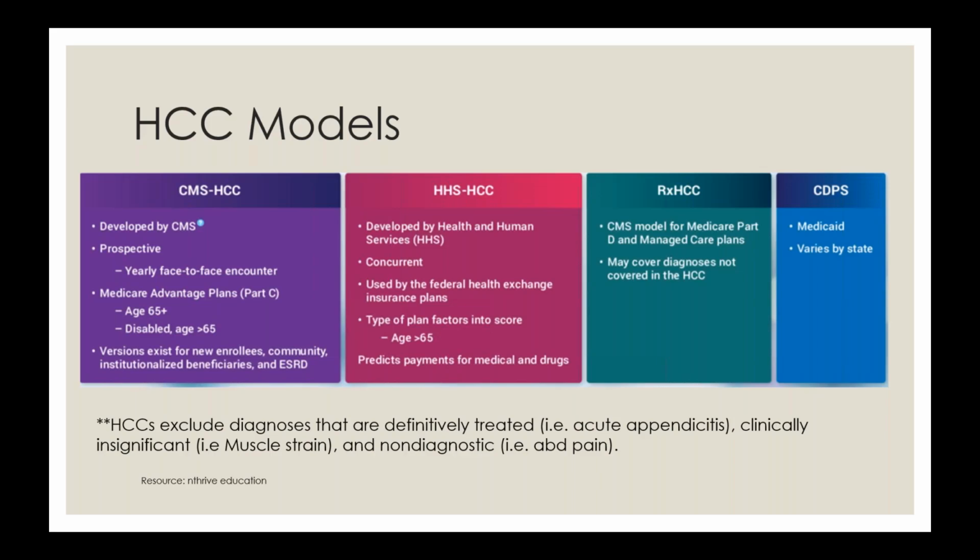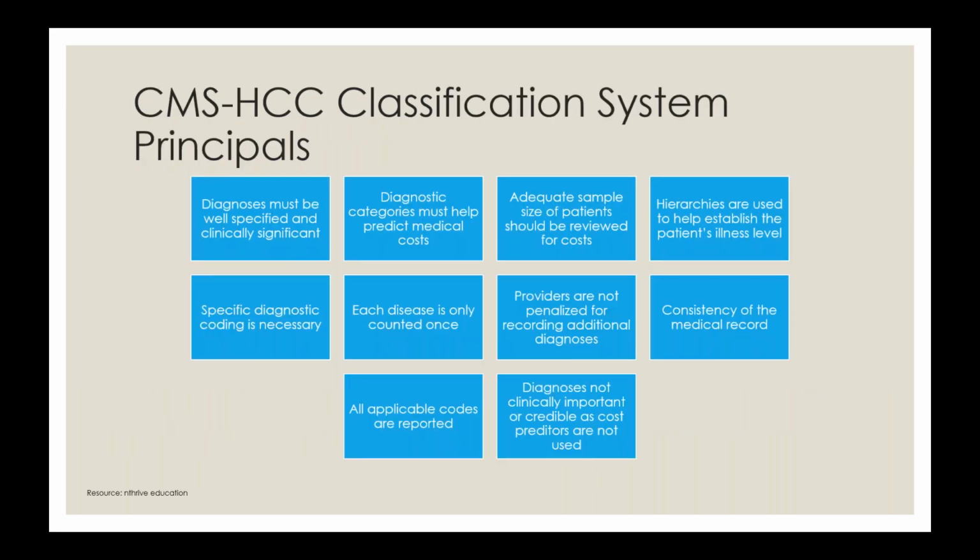So there are some of those different versions within that CMS HCC model. And then HCCs exclude diagnoses that are definitively treated. Like, say, if it's acute appendicitis, that's not considered an HCC. And if it's clinically insignificant and non-diagnostic, those acute conditions are not usually labeled as HCCs, because it's that hierarchical chronic condition category that you're really making sure you're capturing each and every calendar year.